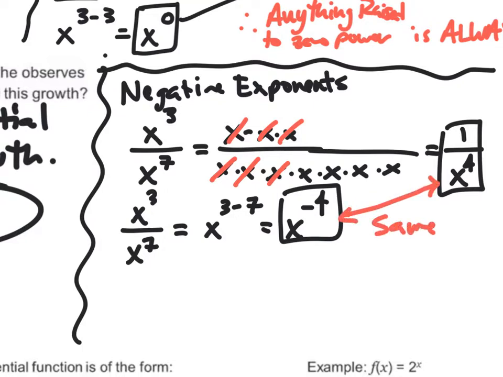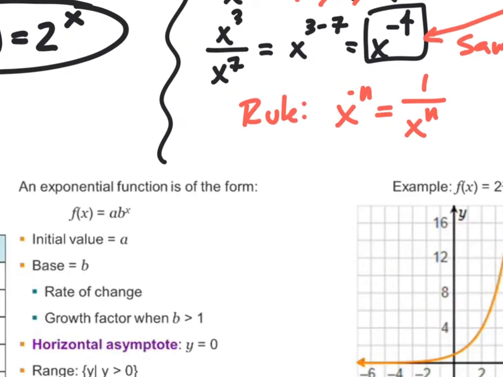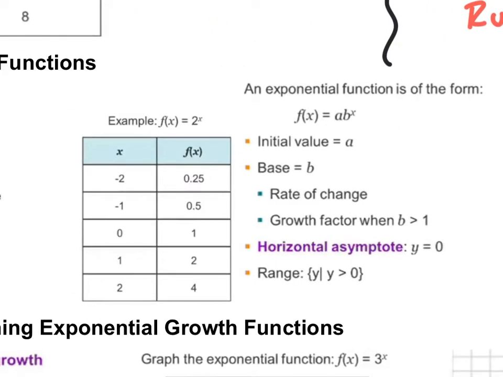So the rule is, if you have some number x to the negative n power, then that's equal to 1 over x to the nth power. All you do is move it to the denominator, 1 over that, and make the exponent positive. And that's where you get these values: when you plug in a negative x value, you get these fractions.